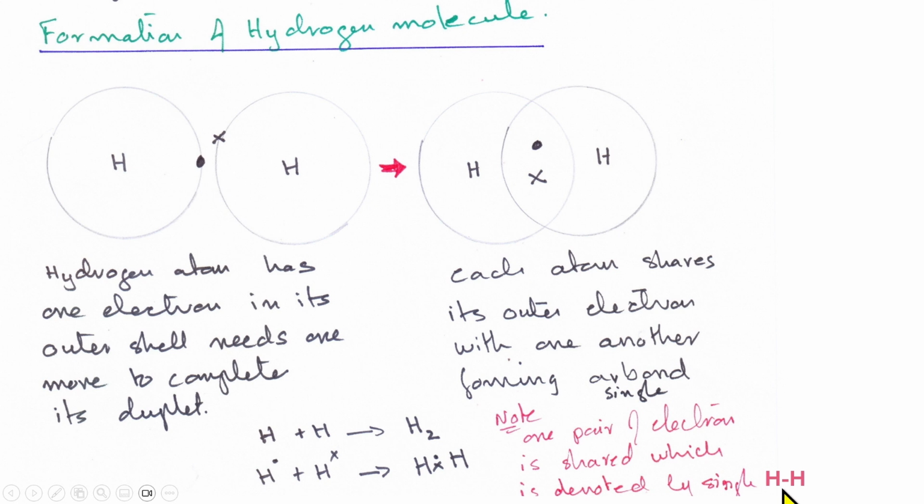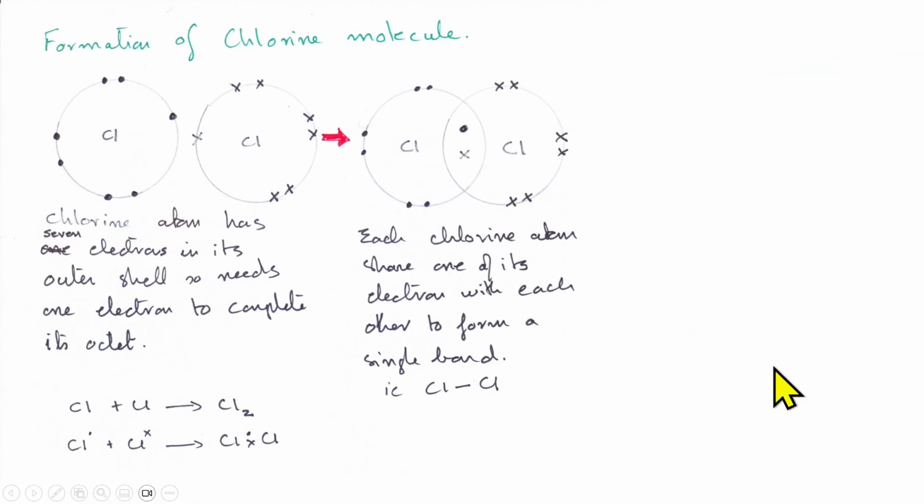Now we look at the formation of the chlorine molecule. Chlorine has 7 electrons in its valence shell. I have drawn two chlorine atoms. Each has 7 electrons in its outermost shell, and it needs one electron to complete its octet.